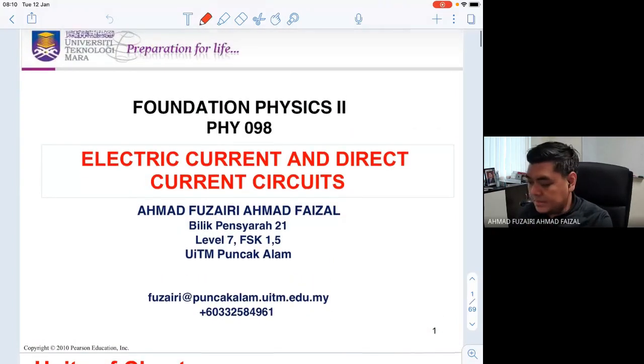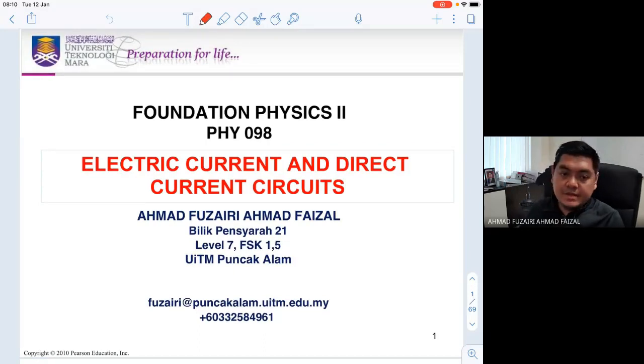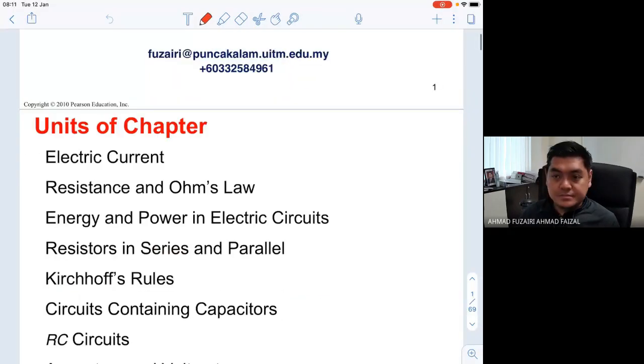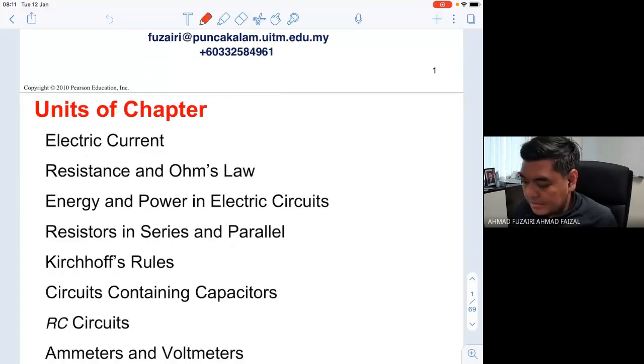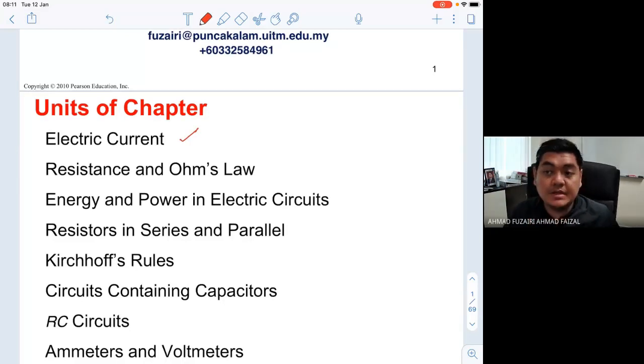Okay, the topic will be electric current and direct current circuits. In this chapter, we will have a few units. If you notice here, we have electric current. We will learn about electric current. Before this, we already learned about electric charge and electric potential. So now we want to complete Ohm's law.